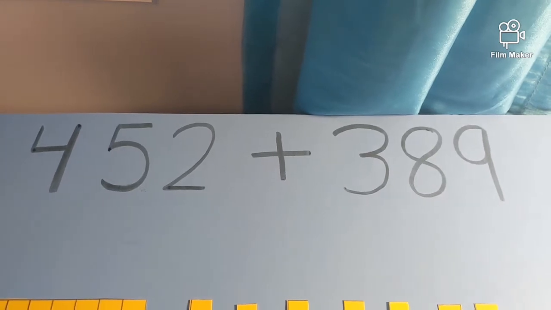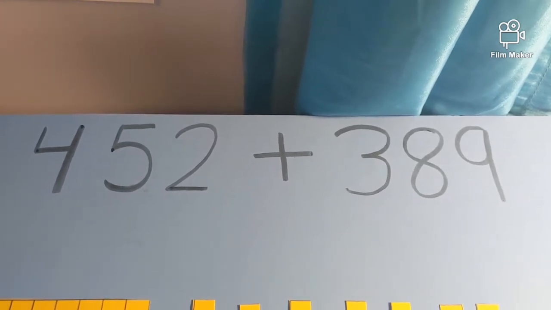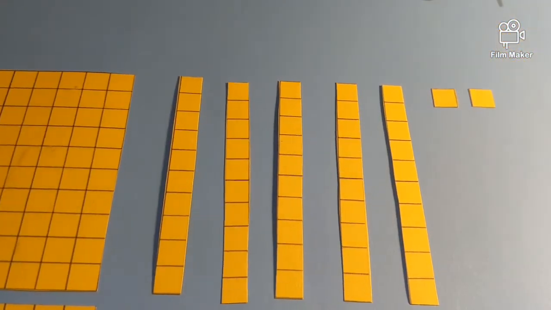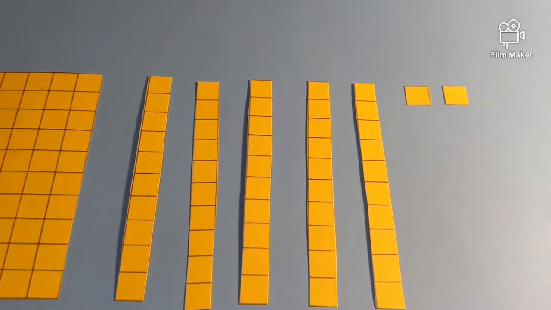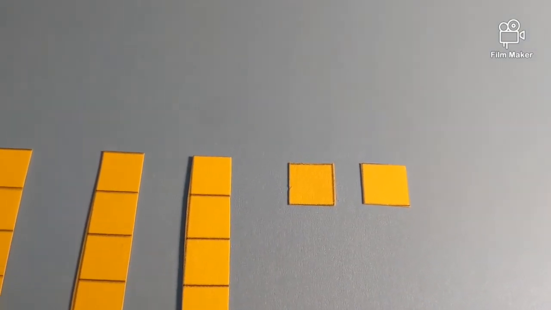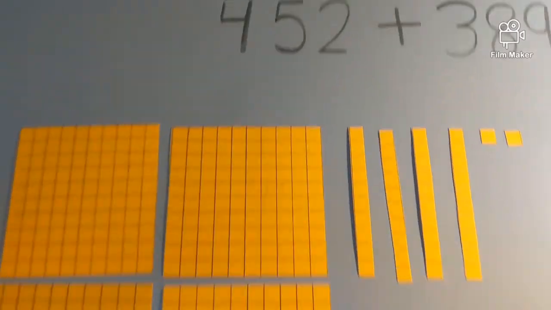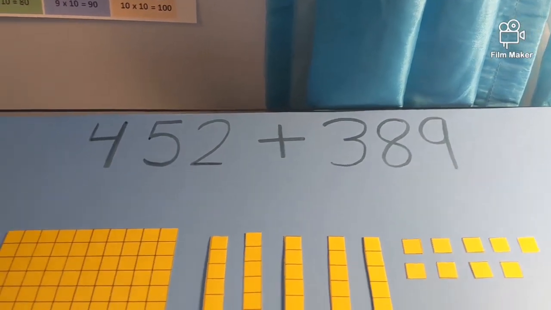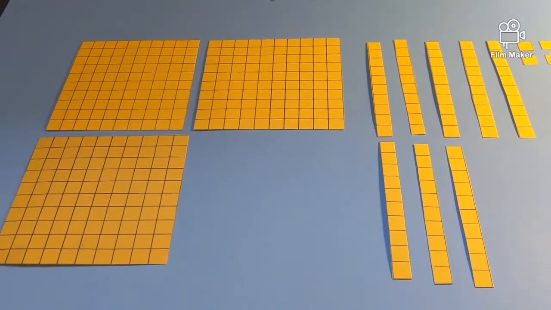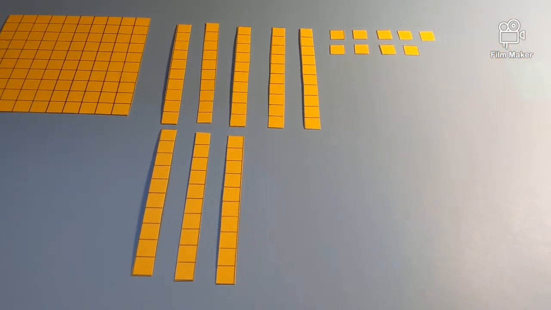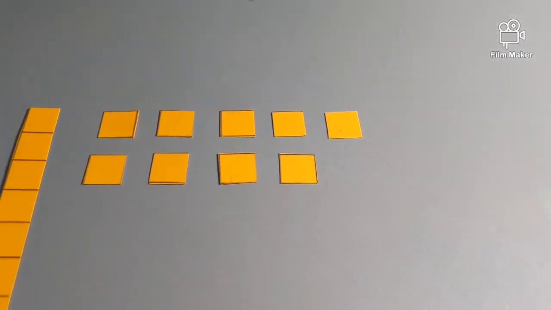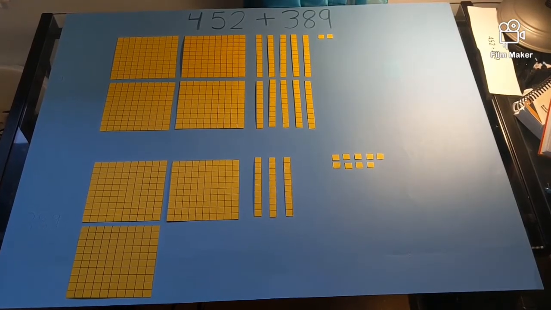We know that 452 needs 4 flats of 100 tiles to make 400 in the hundreds place value. We need 5 rods of 10 to make 50 in the tens place value, and we need 2 individual 1 tiles for the ones place value. These together represent 452. For 389, we need 3 flats of 100 tiles to make 300 in the hundreds place value. We need 8 rods of 10 to make 80 in the tens place value, and we need 9 individual 1 tiles for the ones place value. This together represents 389. We will now slide both of these together in order to add them.